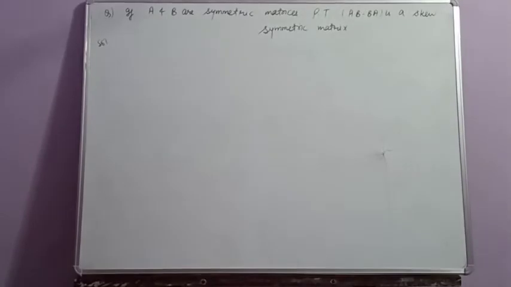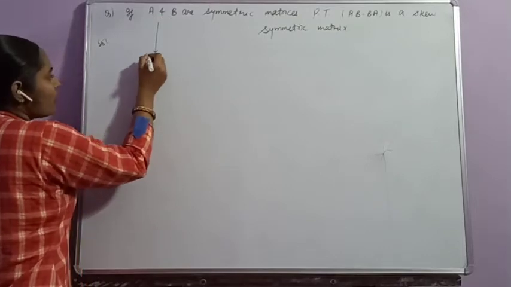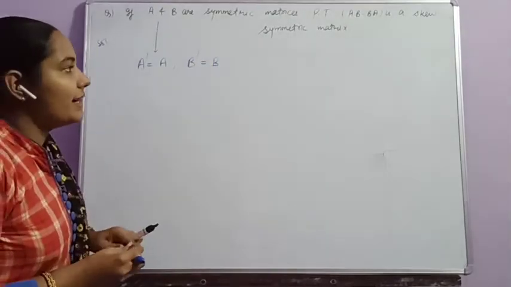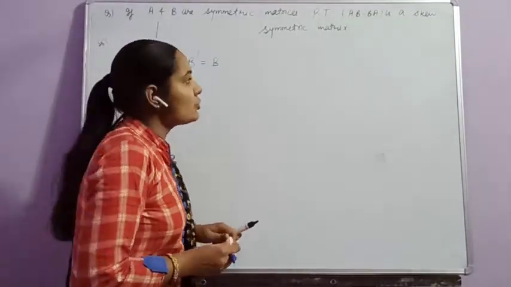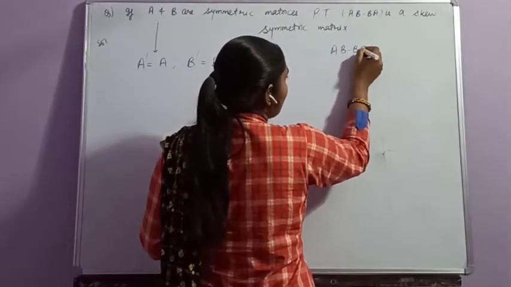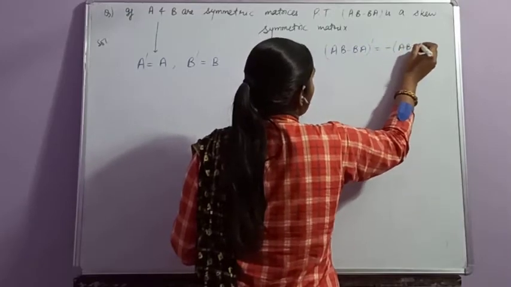We know that A and B are symmetric matrices. It means A transpose is equal to A and B transpose is equal to B. And we have to prove that AB minus BA is skew symmetric. It means the transpose of AB minus BA must be equal to minus of AB minus BA.